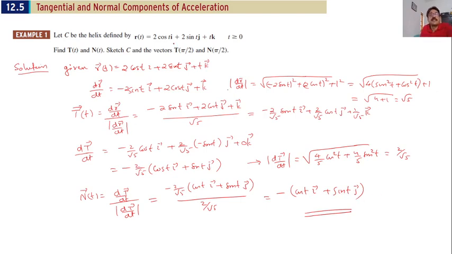And for sketching, what you have to do is, given r(t) is equal to 2 cos t i plus 2 sin t j plus t k, that means here x(t) is actually 2 cos t. When you write this in the parametric form, you get y(t) is equal to 2 sin t and z(t) is equal to t. Now from this you can see that x square plus y square is actually 4.